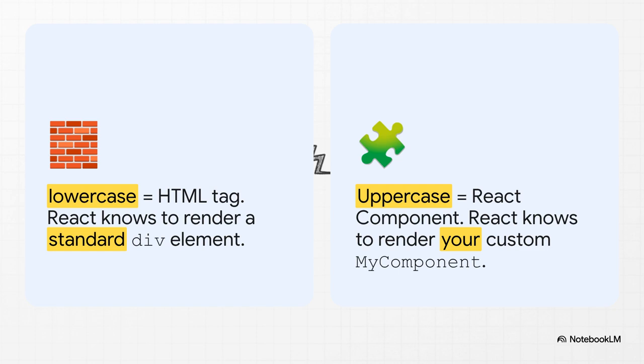And finally, naming is everything in JSX. When the compiler sees a lowercase tag like div, it knows, okay, that's a standard HTML element. But when it sees an uppercase tag, like MyComponent, it knows you're talking about one of your own custom React components. This simple convention is how React tells the difference.